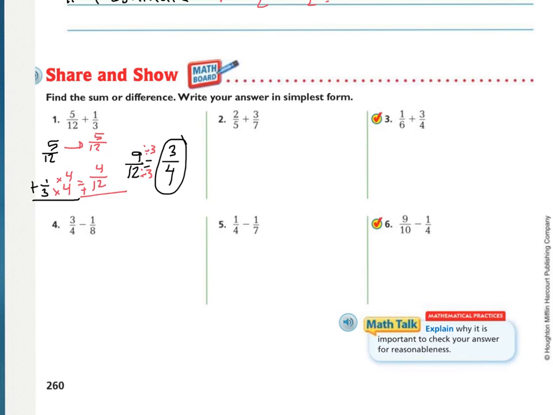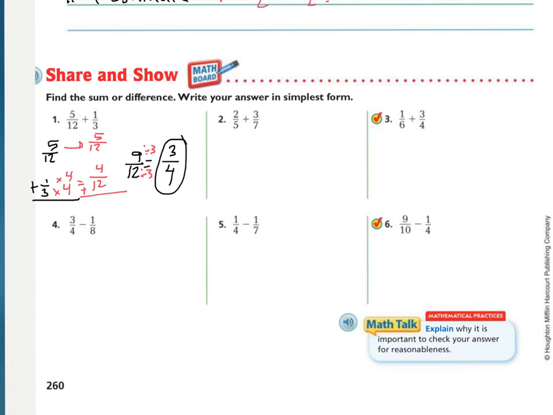For this first problem, I showed you all the steps. I used the least common multiple because I could see that 12 is a multiple of 3, so I only needed to change one fraction. And then I rewrote my equivalent fractions and added them together and got 9/12. And then I needed to reduce. I saw that both of them were divisible by 3, so I divided them by 3 and ended up with my simplified answer of 3/4.